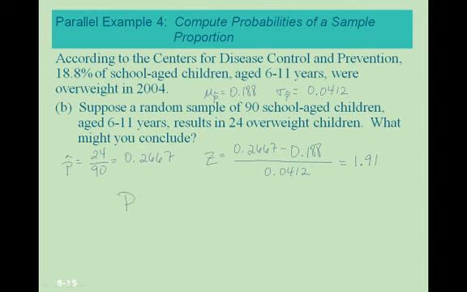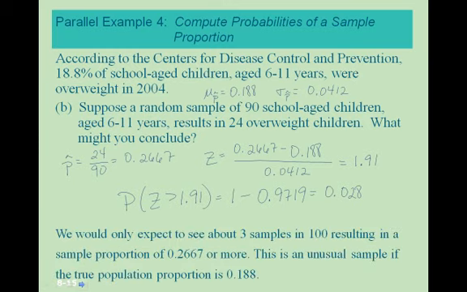So the probability then that z is greater than 1.91 will be equal to 1 minus that value from the table, which is 0.9719, which is equal to 0.028. We would only expect to see about 3 samples in 100 resulting in a sample proportion of 0.2667 or more. This is an unusual sample if the true population proportion is 0.188.